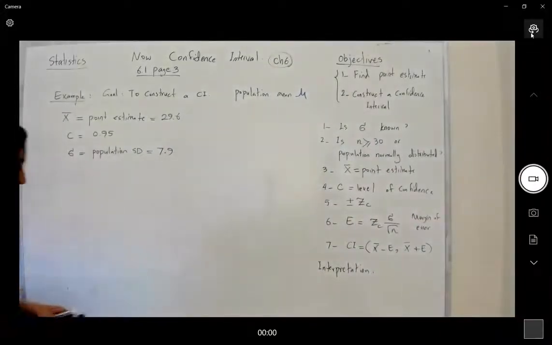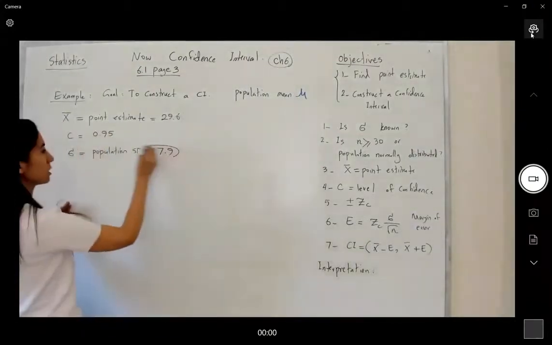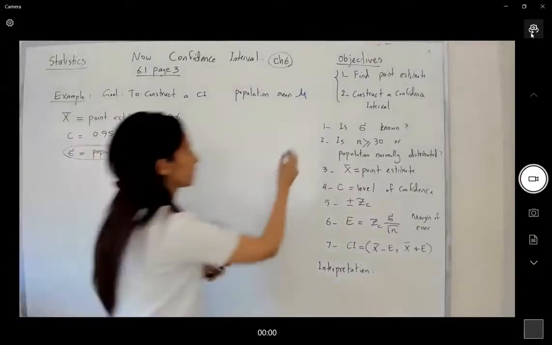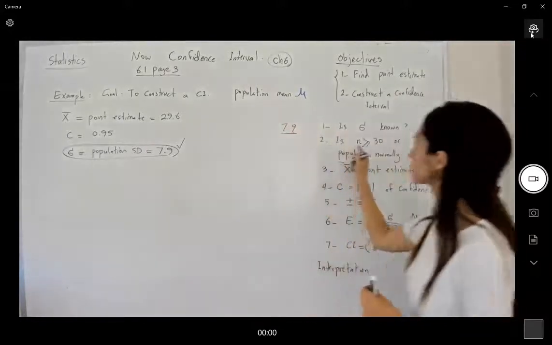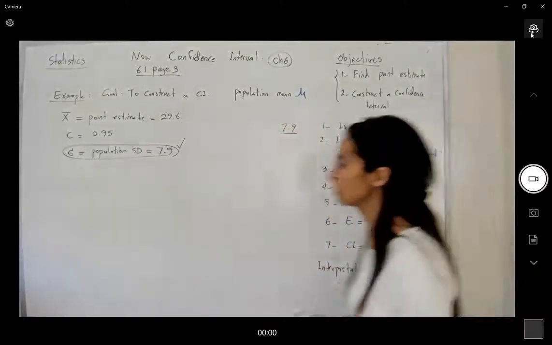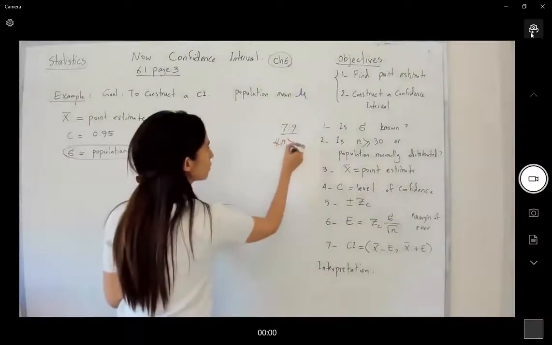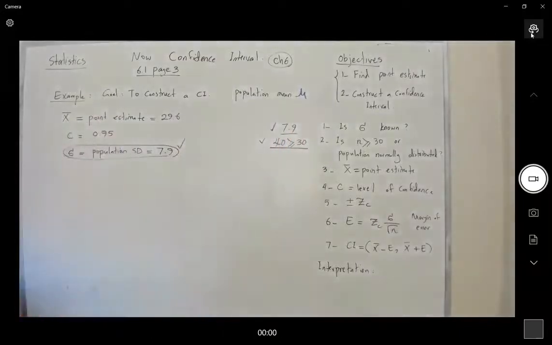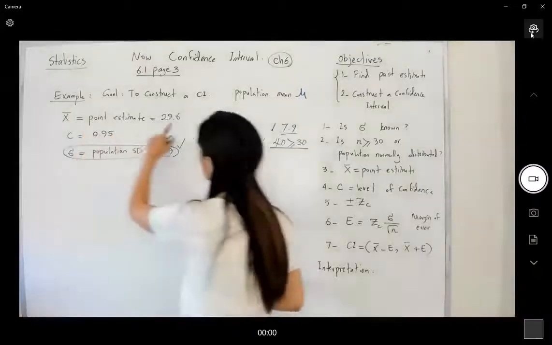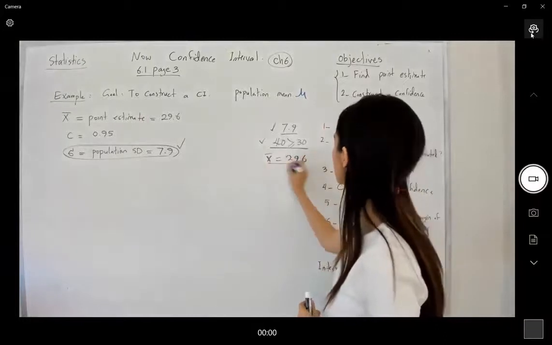Very well. So, is sigma given to us? Yes, sigma is given. We see it here. It is 7.9. Is sample size greater than or equal to 30? If we look back to the example, you see we have n equals 40. So n is equal to 40. 40 is greater than or equal to 30. So the second condition is also met. What is X bar? The point estimate. We calculated the point estimate to be 29.6. Check.